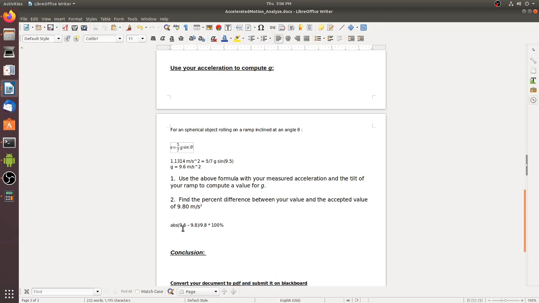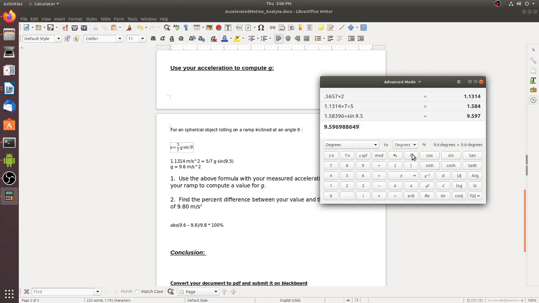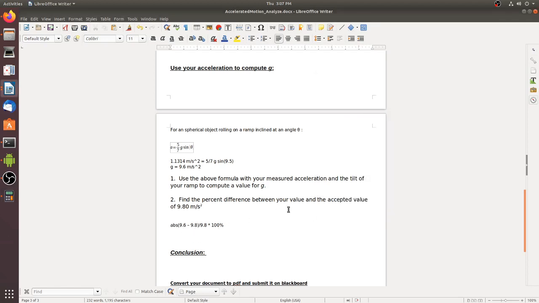Okay, well, I can do this. That's 0.2 divided by 9.8 times 100. Grab my calculator, clear it off. 0.2 divided by 9.8 equals that. Yeah, it's 2% difference. That's fantastic. So now I'm going to put this stuff that I wrote in blue.